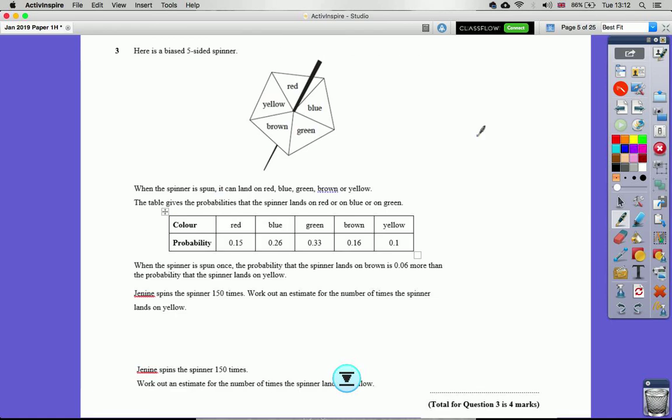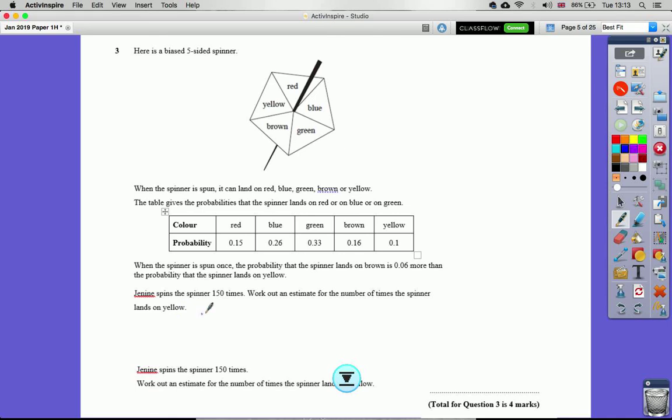Next question. Here is a biased 5-sided spinner. When the spinner is spun, it can land on red, blue, green, brown, or yellow. When the spinner is spun once, the probability that the spinner lands on brown is 0.06 more than the probability it lands on yellow. Janine spins the spinner 150 times. Work out an estimate for the number of times the spinner lands on yellow.